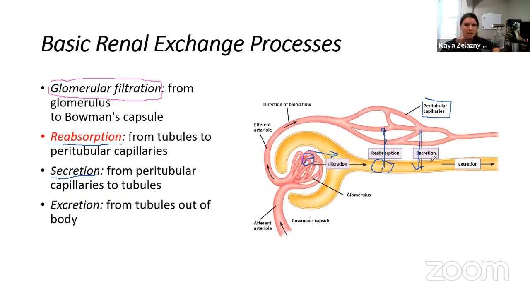And then finally, excretion is when we're actually exiting the body. So this is going to be from the tubules out of the body. When we talk about excretion, we're really talking about urine in the case of the kidney, or feces when we're talking about the GI tract. Okay. So filtration, reabsorption, secretion, and excretion are going to be very important to tell apart, because otherwise you're going to get really confused as we talk through this unit. So definitely, if you're a flashcards person, which I recommend being, make sure you make cards for these.